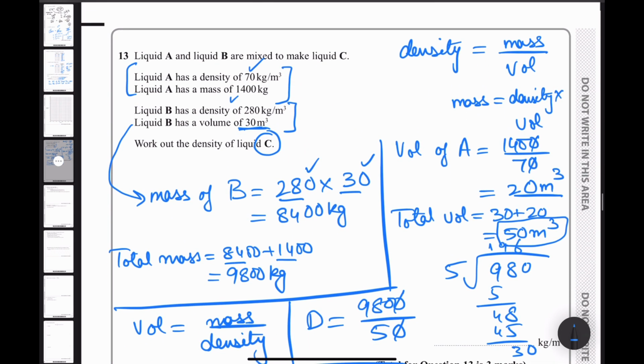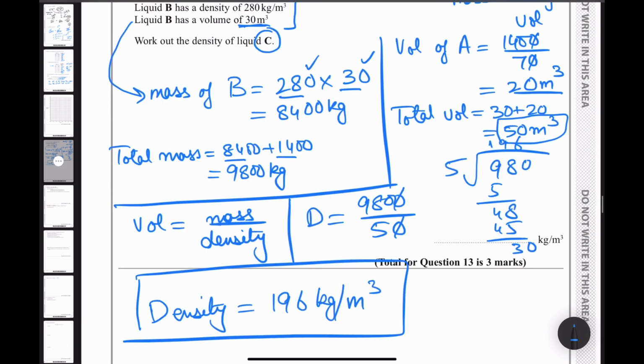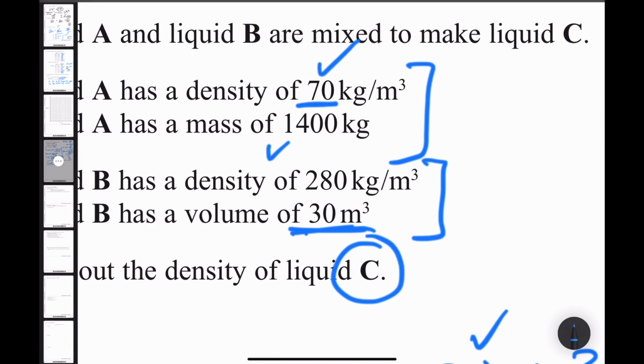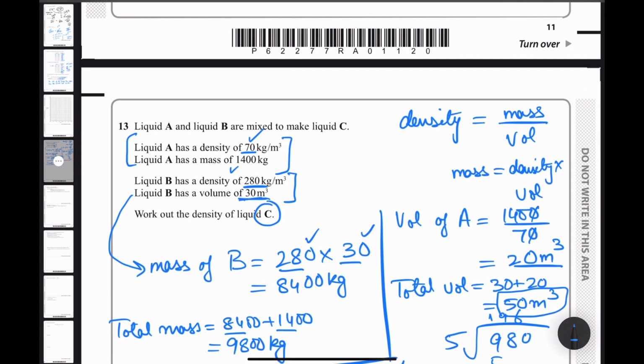So yeah, that's done, and it does make sense because liquid A has a density of 70, liquid B has a density of 280. So when they are mixed together, of course the density will be higher than 70 and less than 280. So it's 196.